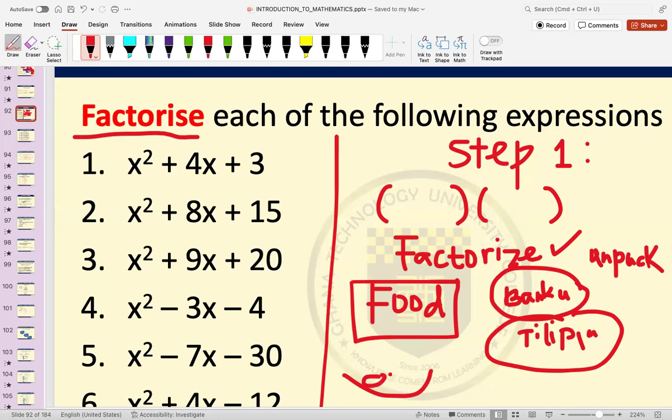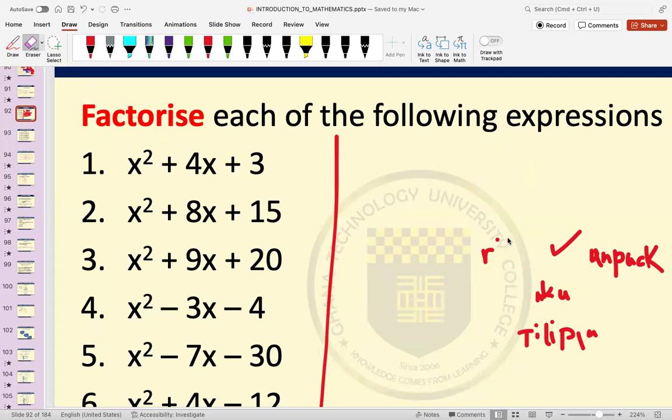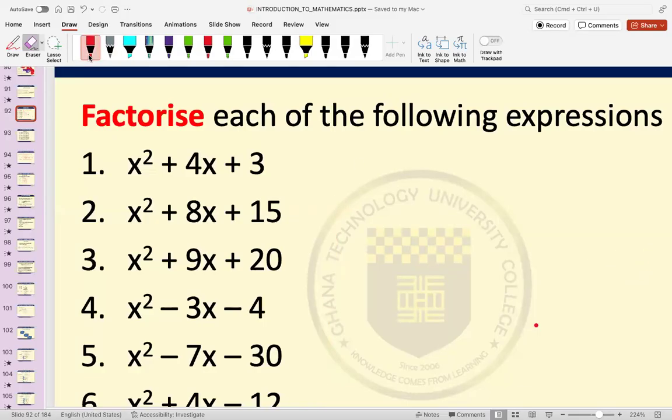So you have the banku in the bowl, and then you also have the tilapia in a bowl or in a pack. Then you come back to what we are seeing here. So this expression actually is a raw expression we want to package, or we want to put in a pack, which we call factorization. The question is, how is it done? How is the packaging done? Let's walk through and learn how to package numbers like that when they are given to you. And it follows one key principle.